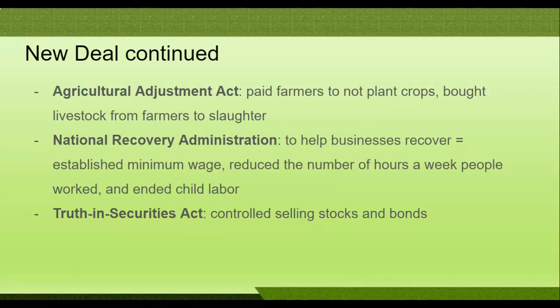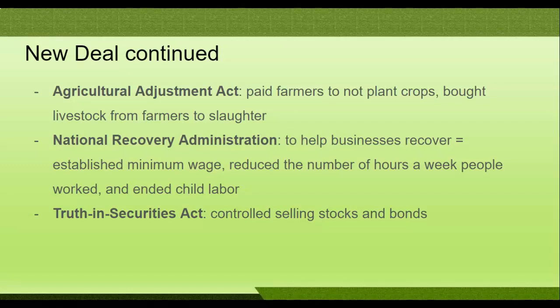The government also creates the Agricultural Adjustment Act, which basically paid farmers not to plant crops. And it also bought livestock from the farmers, like cows and chickens and pigs, and just slaughtered them. And the idea is that by paying farmers not to plant crops, you will drive up the prices, and then farmers will not be so poor. And again, if you're slaughtering the livestock, this is going to drive up the prices and help farmers.